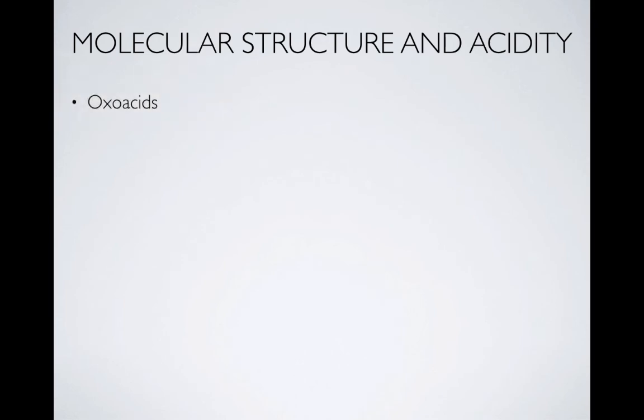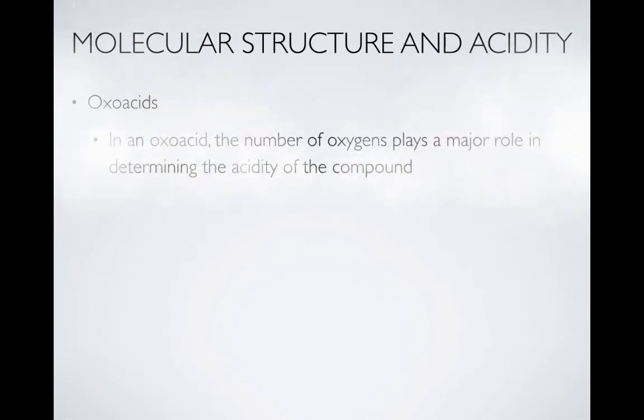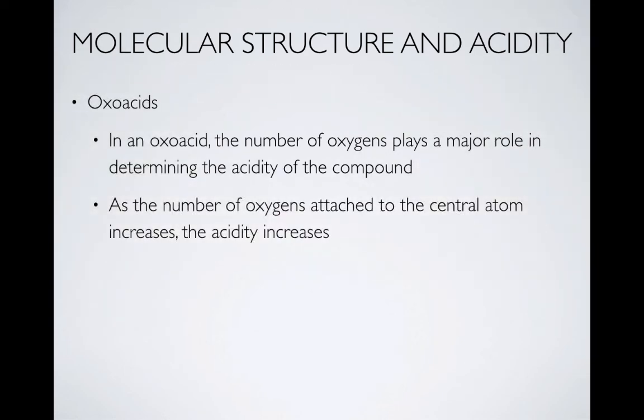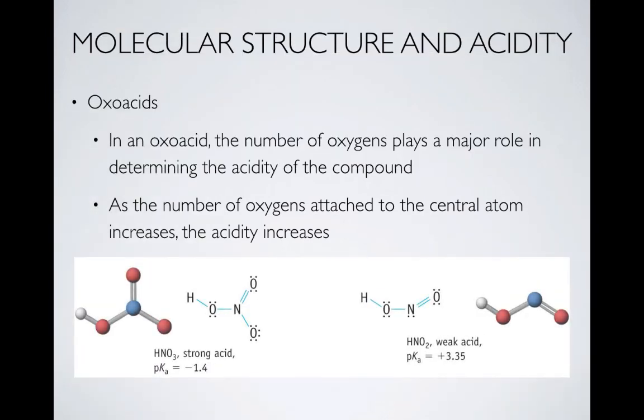Now we also have oxo acids, and we talked about those. In these oxo acids, things like nitric acid and sulfuric acid, the number of oxygens plays a major role in determining how acidic that compound is going to be. And as the number of oxygens attached to the central atom increases, the acidity increases as well. So let's take a look at two related compounds here, nitric acid, HNO3, and nitrous acid, HNO2. We see the only difference between them is a single oxygen attached to that central nitrogen.